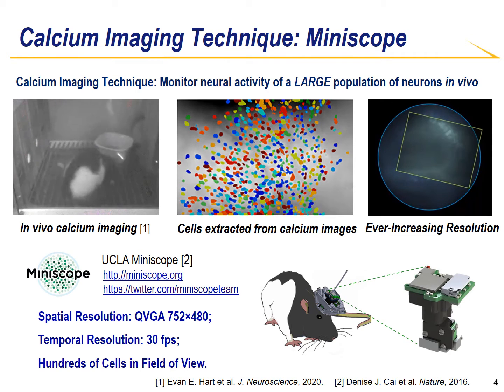The UCLA Miniscope V3 device has a QVGA resolution with 30 frames per second speed, and it can monitor hundreds of cells simultaneously in a single session of data recording. As the Miniscope V3 is the most widely used one, there are a few types of miniscopes being developed with larger field of view and higher frame rates. With ever-increasing spatial and temporal resolution of the miniscope, the gap between the imaging and processing speed escalates.